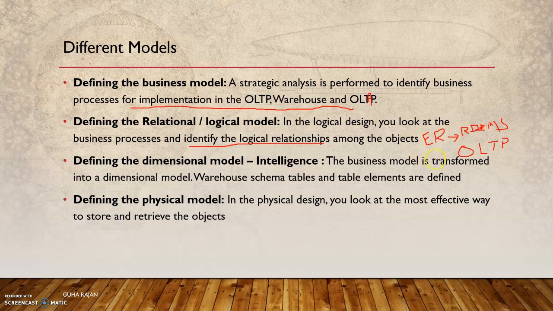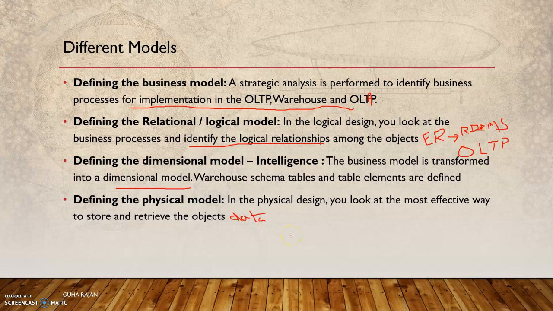From a definition perspective, let me read through it. The business model is transformed into a multi-dimensional model, warehouse schema tables, that is star schema and snowflake schema. Let's look at that. Table elements are defined. And physical design looks at the most effective way of storing and retrieving the object data.